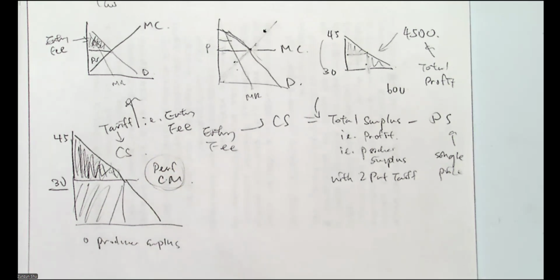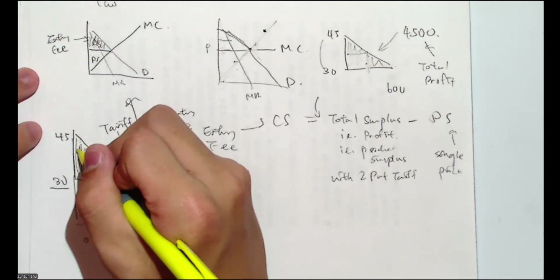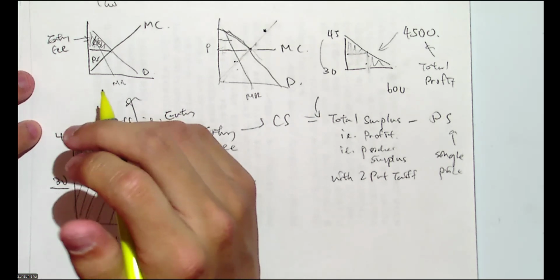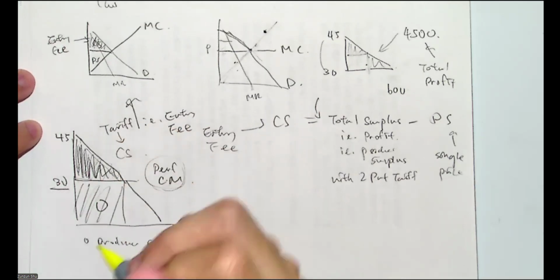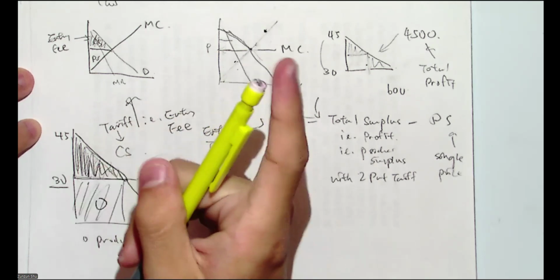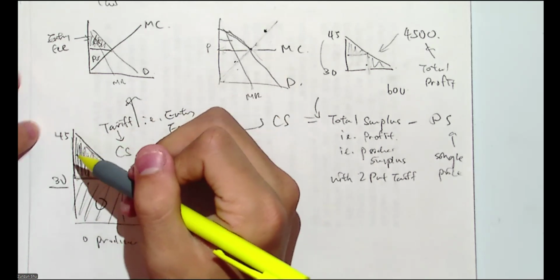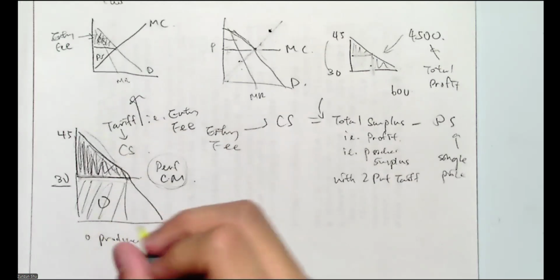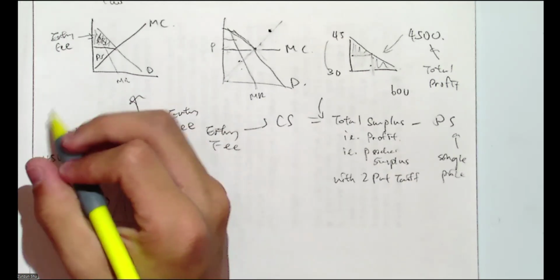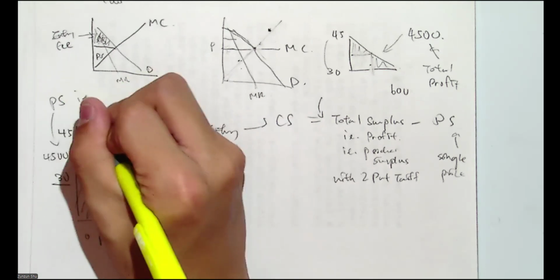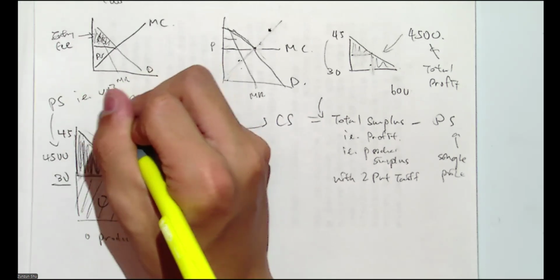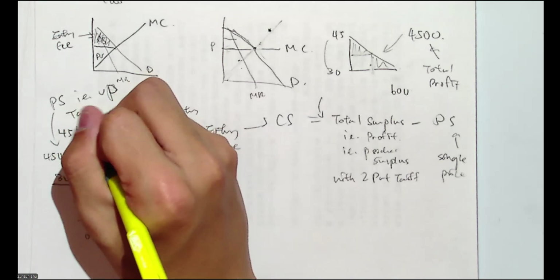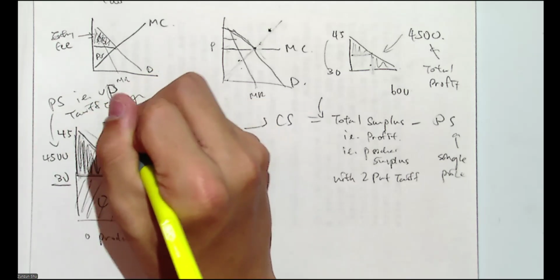But after we charge the two-part tariff, the monopolist hijacks all of your CS. Originally, they had no PS, so this part is 0, but they get all of this, and they get it through acquiring all of your consumer surplus. So this 4,500 is going to be not only your producer surplus, or in other words, variable profits, it's also your tariff or entry fee.